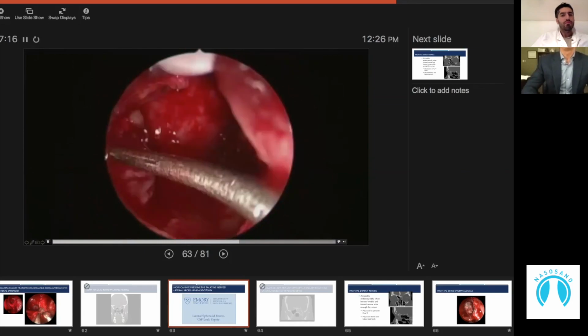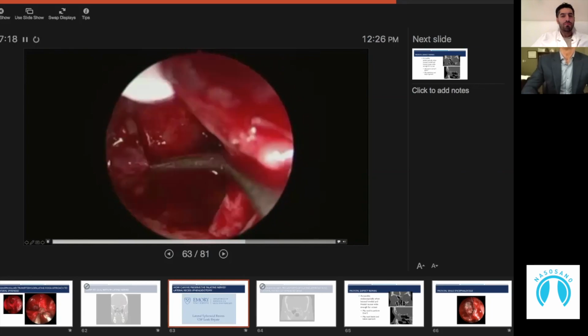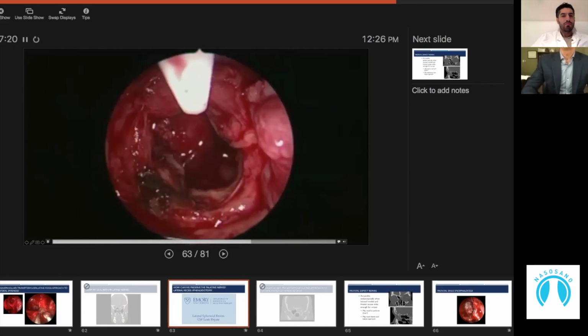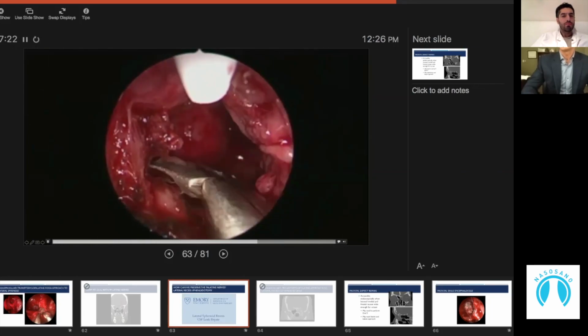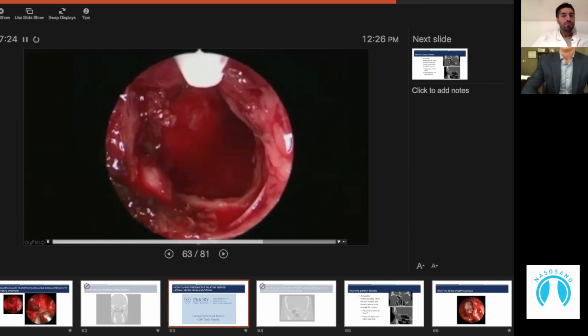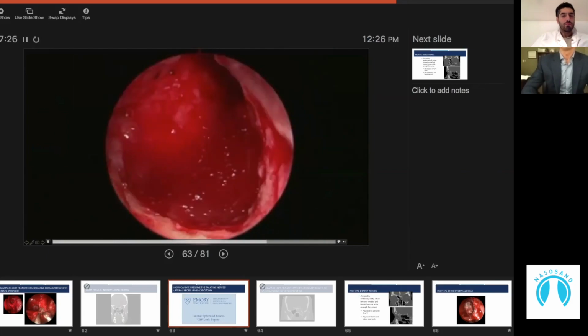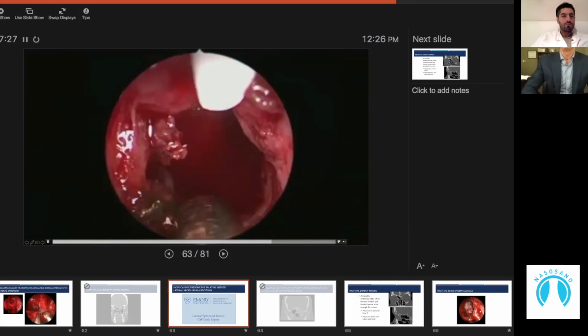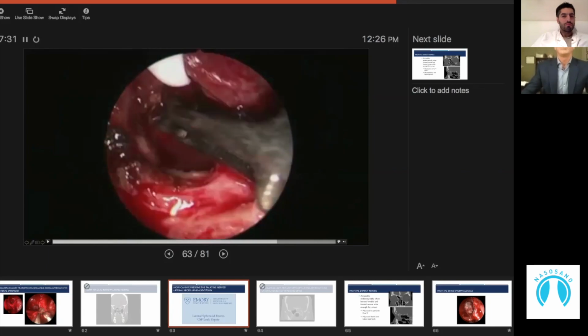This preserves the palatine nerve, preserves palate sensation, and gives us direct access with a 0-degree scope. So this is how we're getting to most of our lateral recess defects now. And then we just perform an overlay graft and multiple layers in the lateral recess.